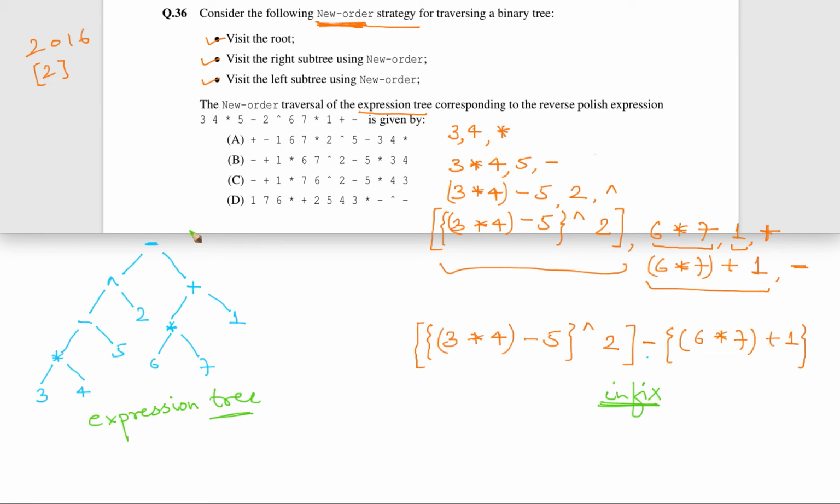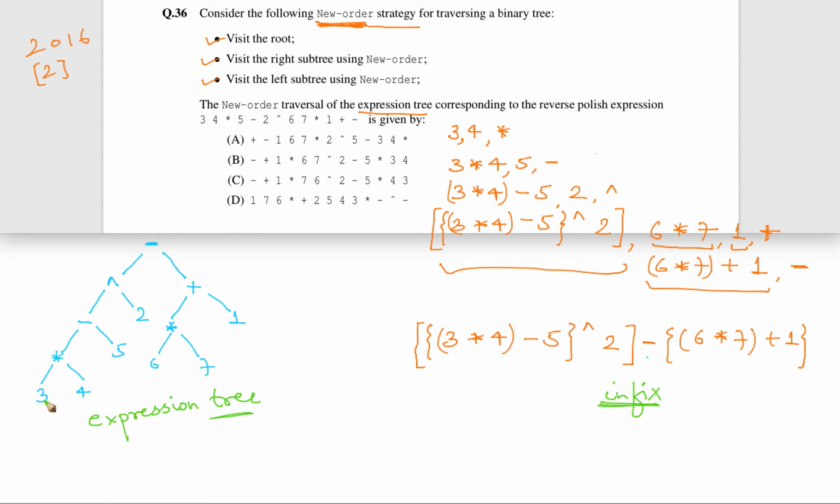Okay, now we can also check: if we get a postfix traversal of this expression tree, then we should get this one, isn't it? So how will postfix work? Firstly we have to pass the left subtree, then the right subtree, and finally we have to pass the root. If we do like that, then we should get the given expression.